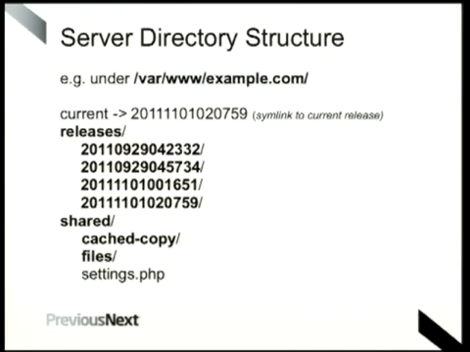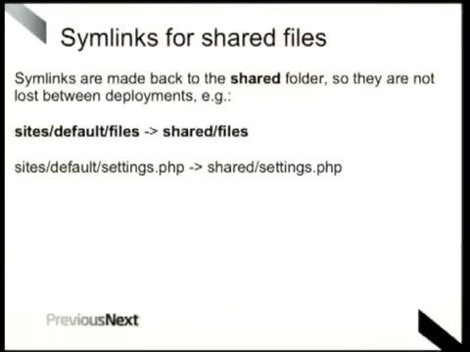Cached copy is essentially a checkout of your Git repository. So when you do a deployment, it doesn't have to download the entire source again. It'll just take whatever changes you've made between releases. Files is just where all your typical Drupal files go. That just sits there, and your settings.php.